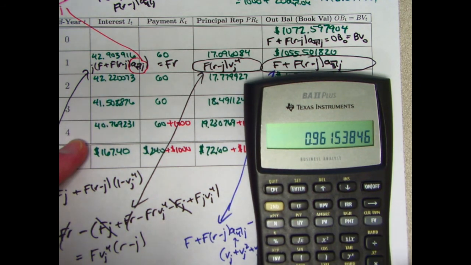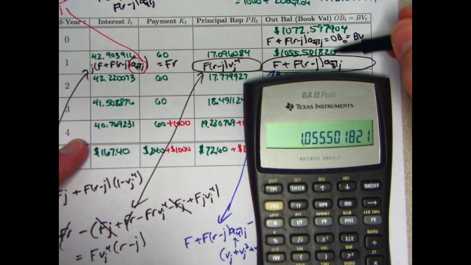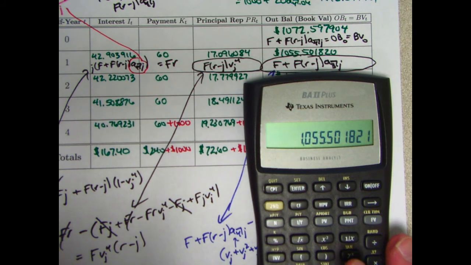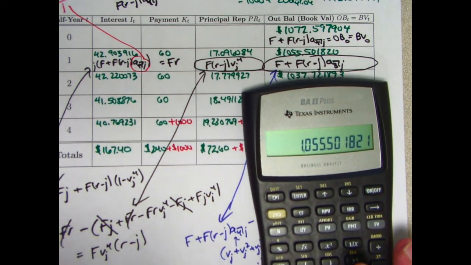1.04 reciprocal to the third. Subtract from 1. Divide by 0.04 times 20. There we go, that's better. Add 1,000. 1,055.50182. Okay, it's off by 1 in the 6th decimal place. Not a big deal. All right, that formula is working.